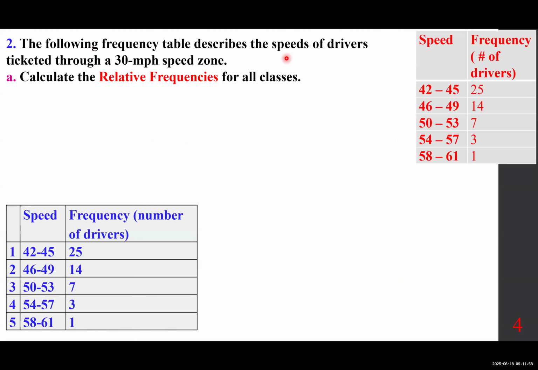The following frequency distribution table describes the speed of drivers ticketed through a 30 miles per hour speed zone. Calculate the relative frequency. As you know, the relative frequency, we define it as f over n. So the first thing is to find n. So add these numbers, 25, 14, 7, plus 3, plus 1. n equals summation of x equals 50. Add them. That's the first thing we need to do.